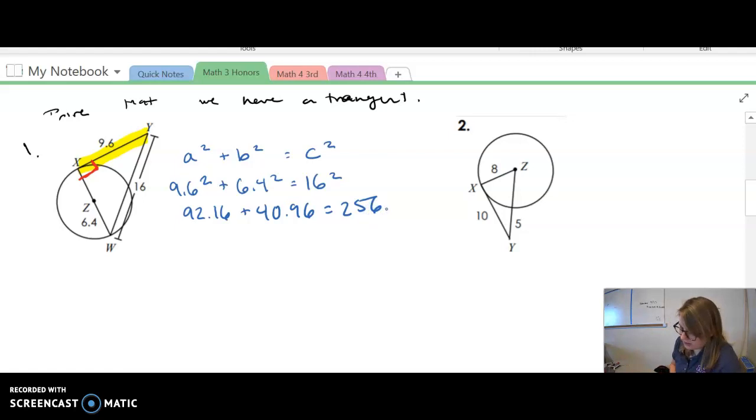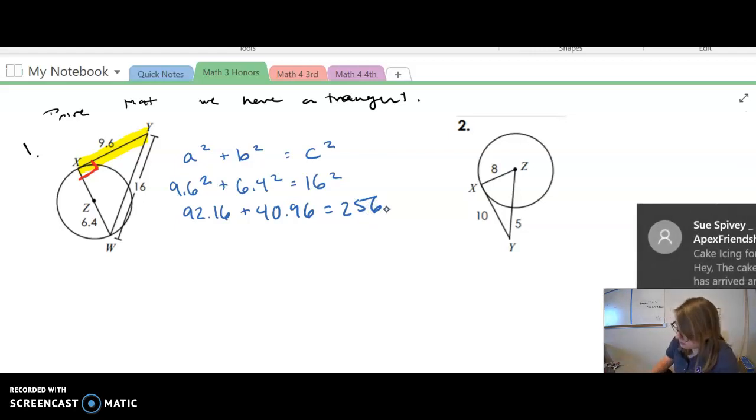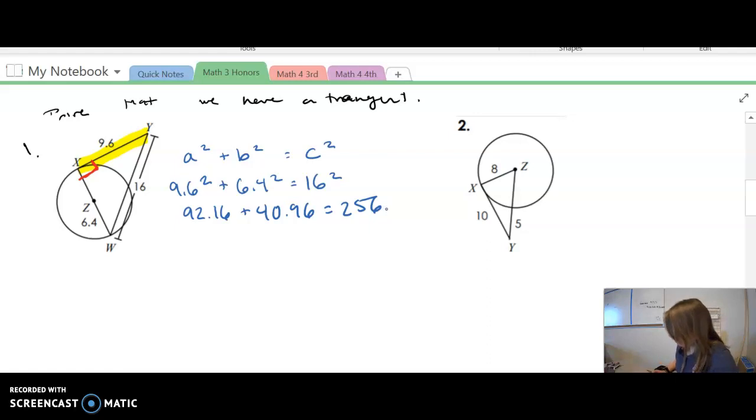Now I'm going to simplify. 92.16 plus 40.96 is going to be 133.12. It's equal to 256. Well, that is not correct. So I can automatically say that 9.6, I'm sorry, XY is not a tangent line. So this is not true.